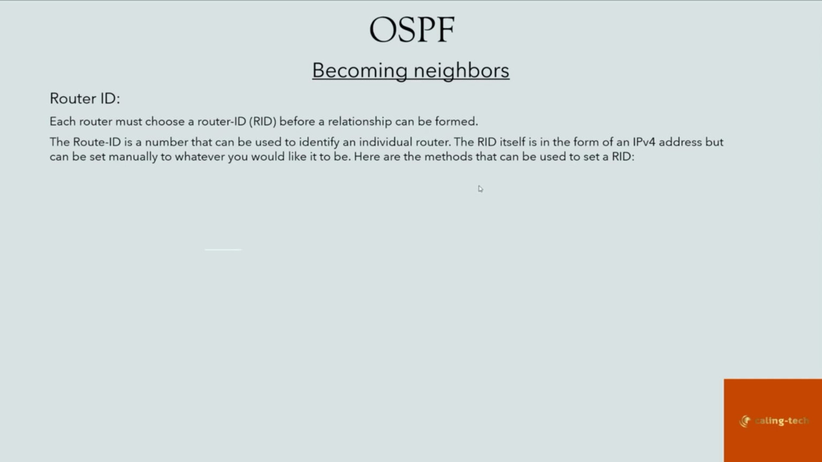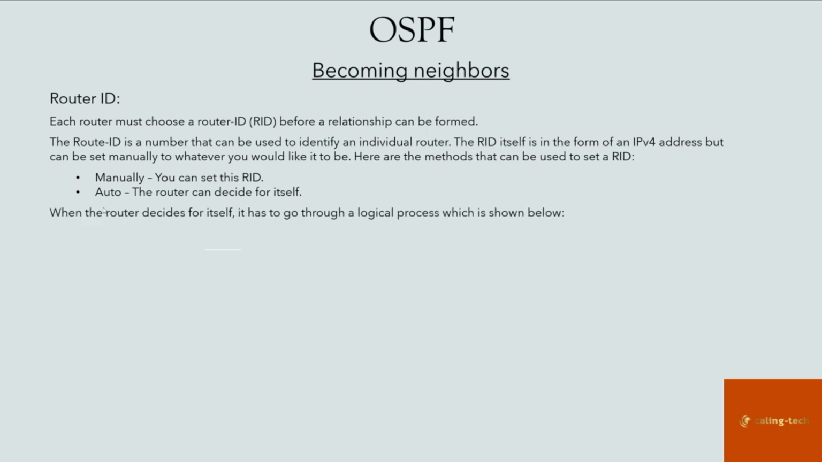Below we're going to list the methods that can be used to set a router ID, and there's actually only two. There's manually, or there's dynamically, auto. So the router decides for itself. Manually, you set the router ID. And there is a process that the router has to go through, which is a logical process, when the router wants to decide for itself.